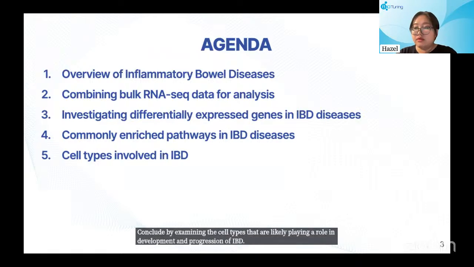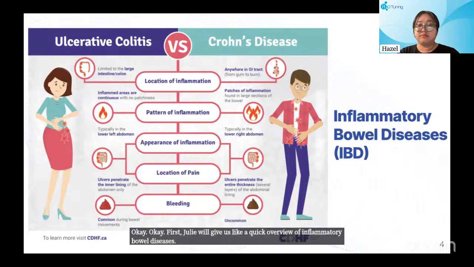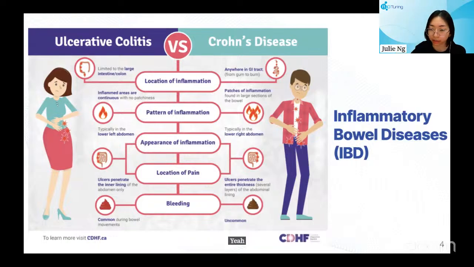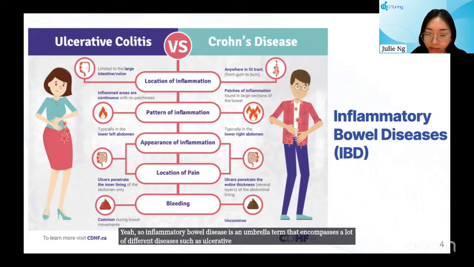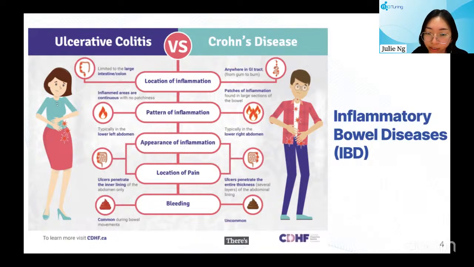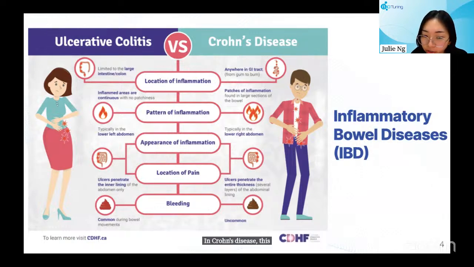First, Julie will give us a quick overview of inflammatory bowel diseases. Inflammatory bowel disease is an umbrella term that encompasses a lot of different diseases, such as ulcerative colitis and Crohn's disease. There are a lot of similarities between them, but they mainly differ in their location of inflammation. In ulcerative colitis, this is limited to the large intestine or the colon. In Crohn's disease, this can occur anywhere within the GI tract.